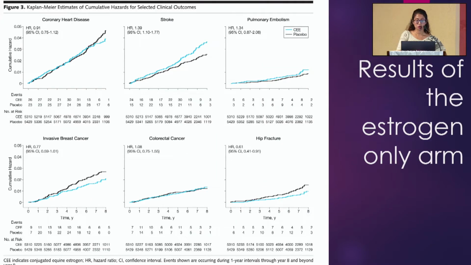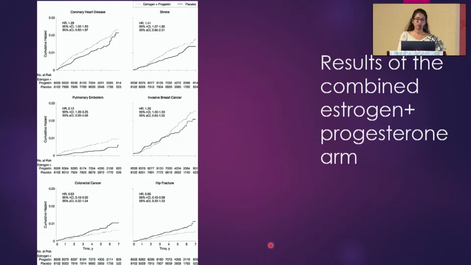So what did they notice? So if you look at the data from this trial, there was an increased risk of stroke among this population, and there was a trend towards an increased risk of pulmonary embolism. And in the estrogen only arm, the cardiovascular risk was neutral. There was reduction in invasive breast cancer and hip fractures. So what happened to these positive effects when we add progesterone into the combination? So the coronary heart disease risk went up, the stroke risk went up, pulmonary embolism and invasive breast cancer risk went up.